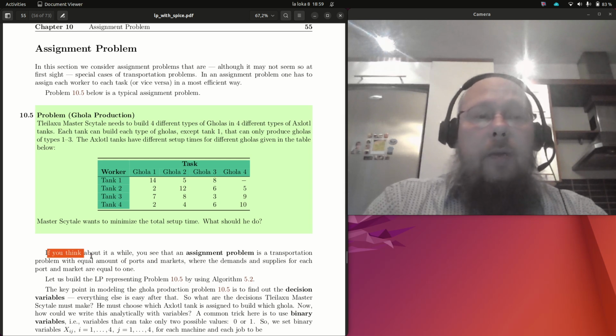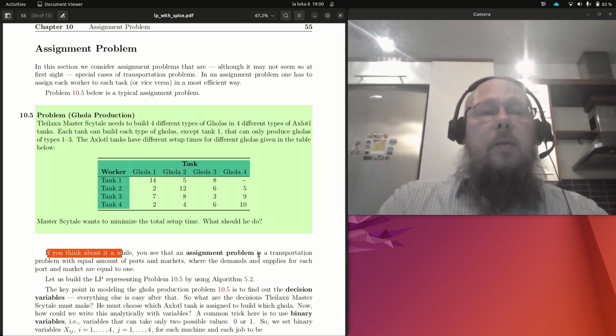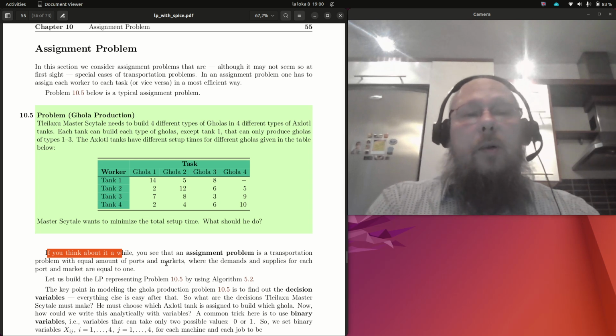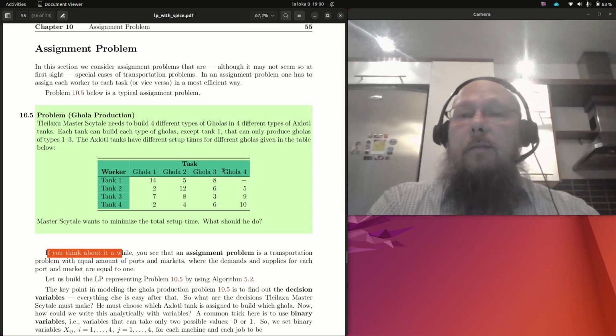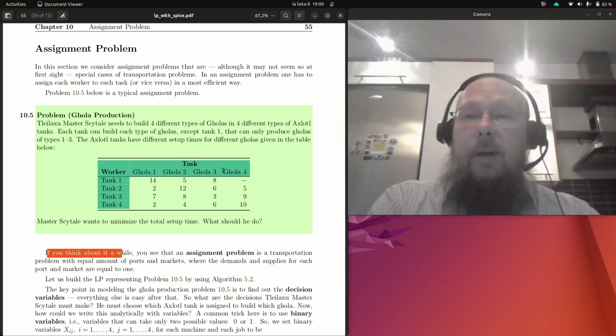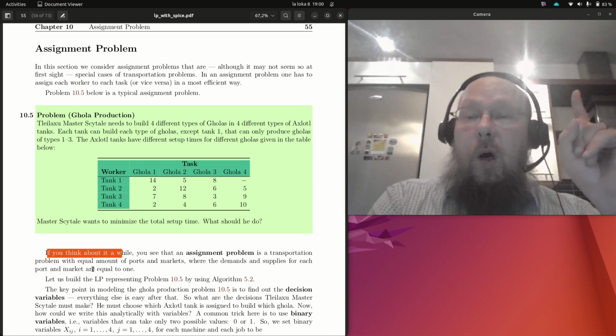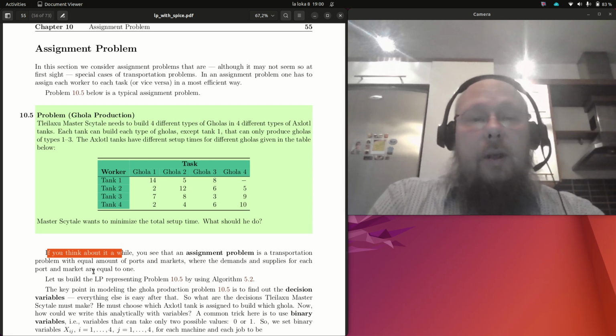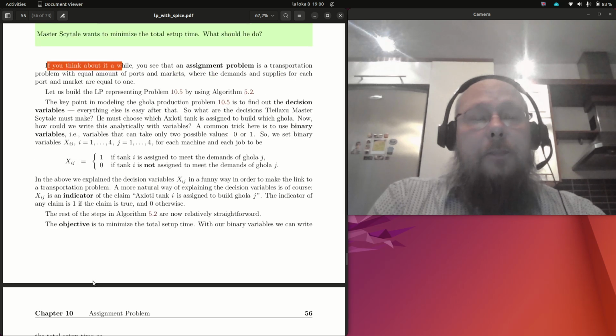If you think about it a while, it turns out that this assignment problem is actually a transportation problem with equal numbers of ports and markets. Ports are the tanks and markets are the Golas, or the other way around. This is symmetric. And the demands and supplies for each port and each market are 1.